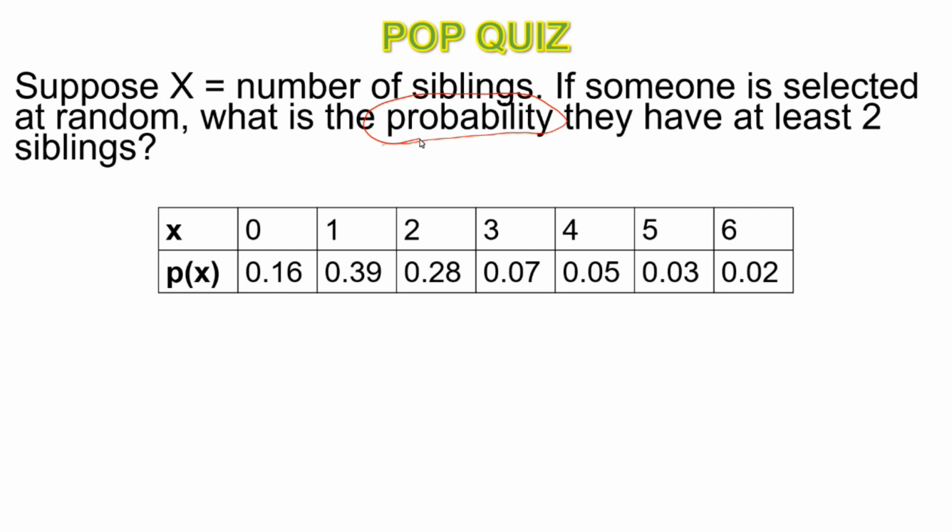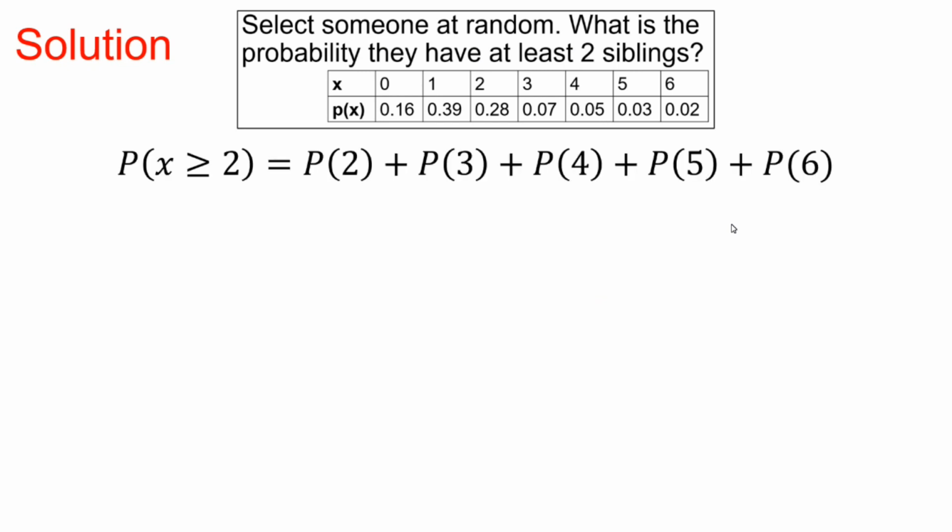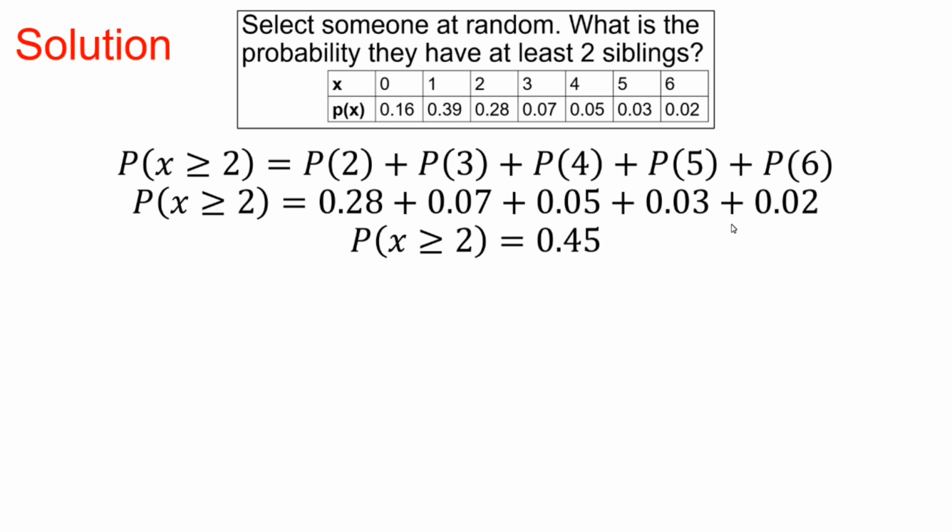So at least 2 siblings, all we have to do is add up all the probabilities at 2 plus 3 plus 4 plus 5 plus 6. I made this multiple choice here. So let's see what the answer is. Add up 2 through 6, and we end up crunching some numbers here and getting 0.45.